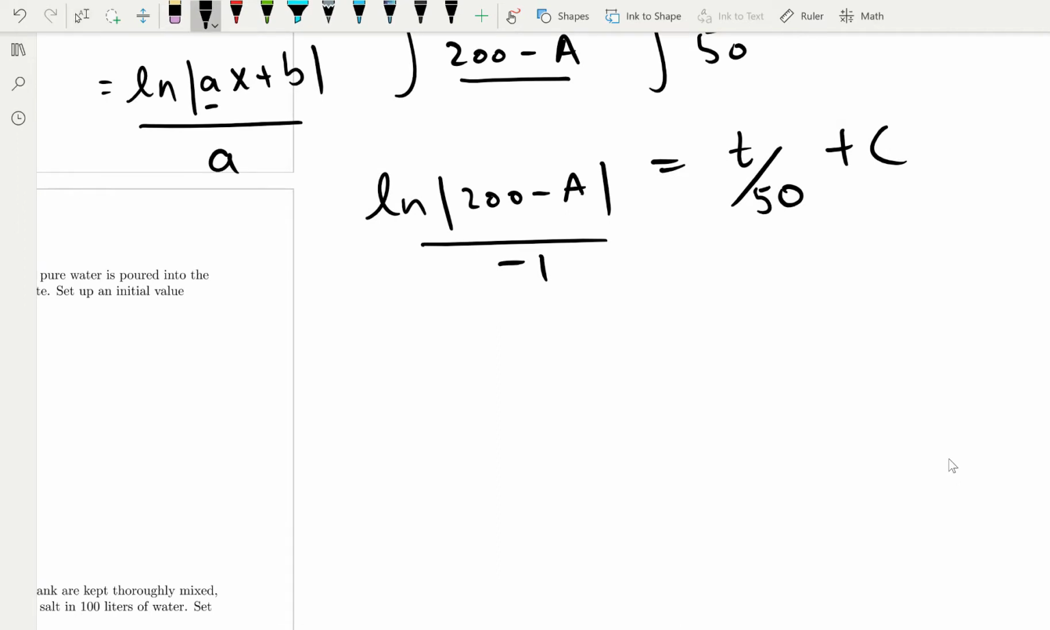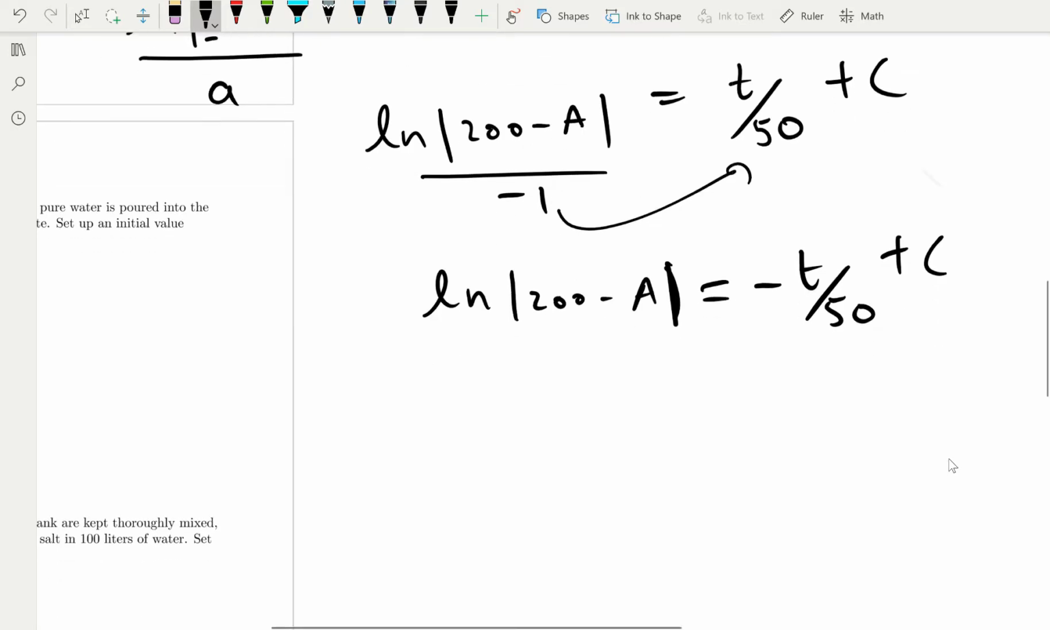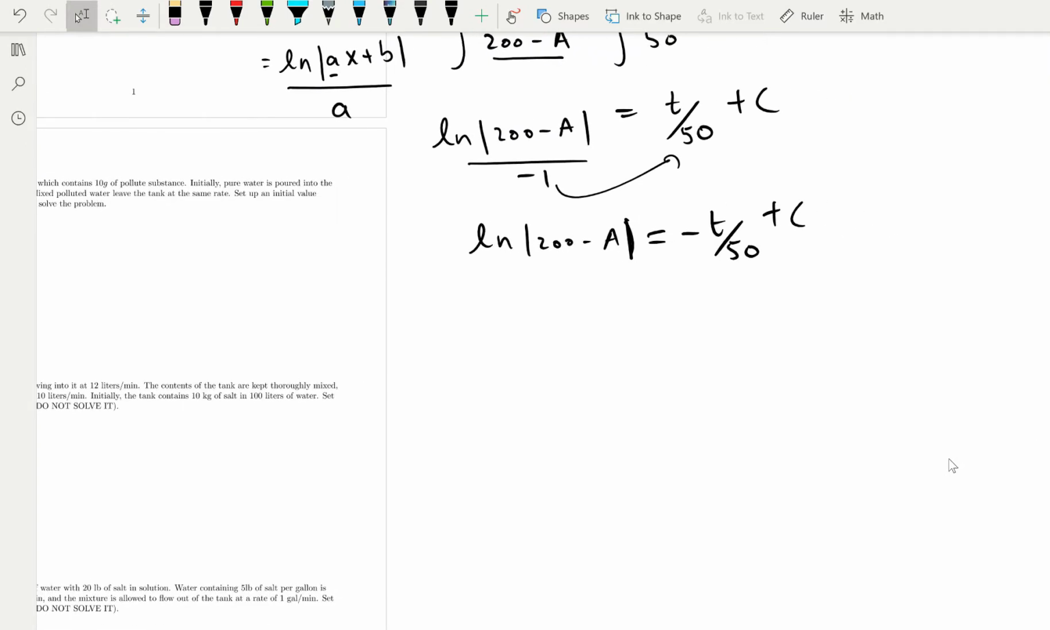Anyways, let's take this negative to the right. So it's natural log of 200 minus A equals negative t over 50, and negative c is plus c. C is an arbitrary constant, that's fine. Let's make some space. Now we want to make A the subject, so let's take e of both sides to get rid of ln on the left hand side. So it's 200 minus A equals e to the negative t over 50 plus c.